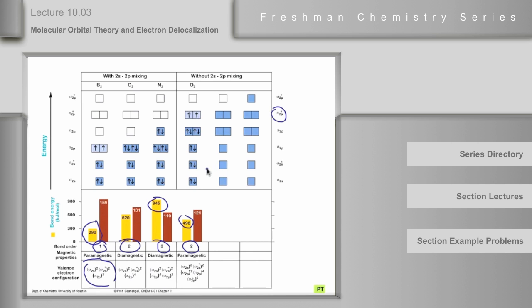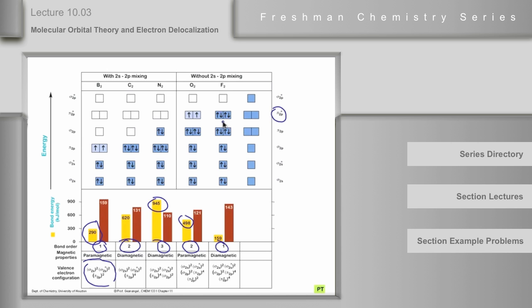Let's go ahead, though, to F2. F2 has yet 2 more electrons, and they fill up the 2 remaining spots in the pi star 2p. That leaves you with a bond order of 1, and it leaves you with no unpaired electrons. So F2 is a diamagnetic diatomic molecule.